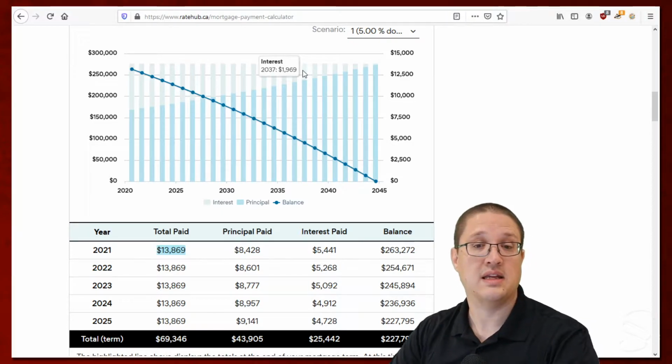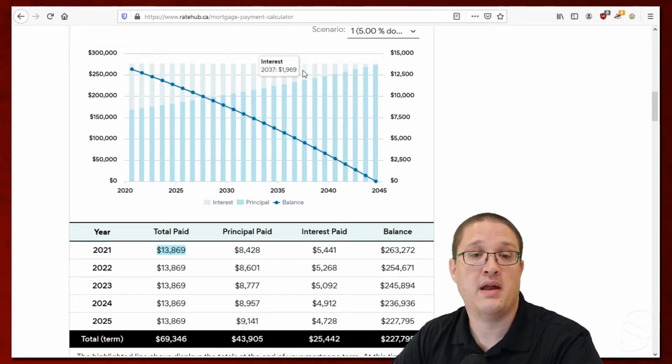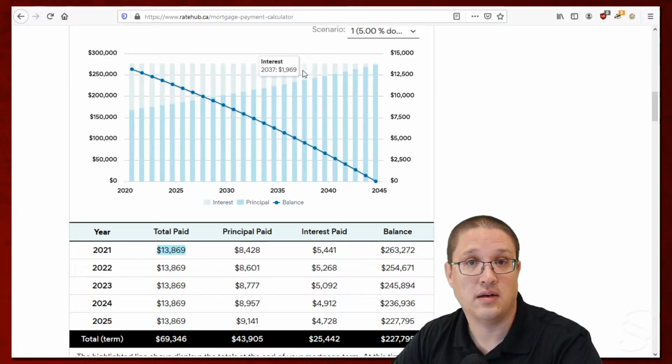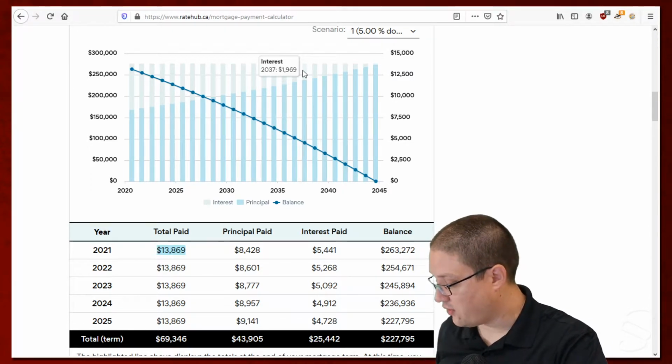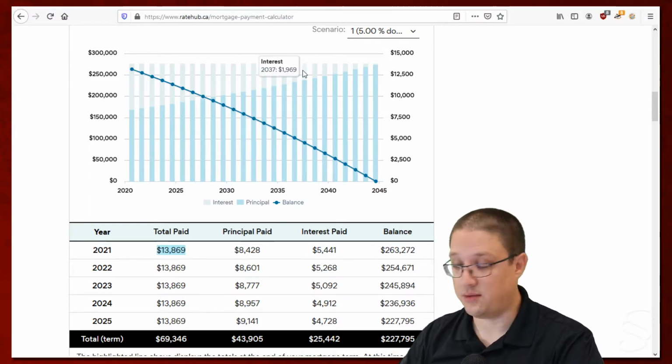This is one of the key things about a mortgage, that you pay a lot of interest at the beginning and very little interest at the end. So the further along you are in the mortgage, the more your money is working for you and the more it's paying off your mortgage and decreasing the balance remaining.